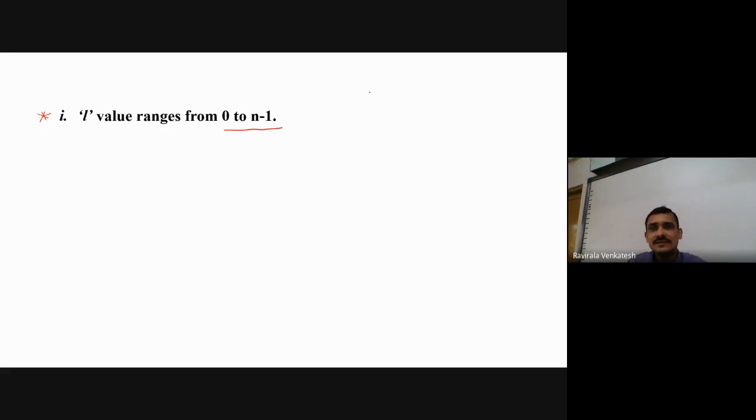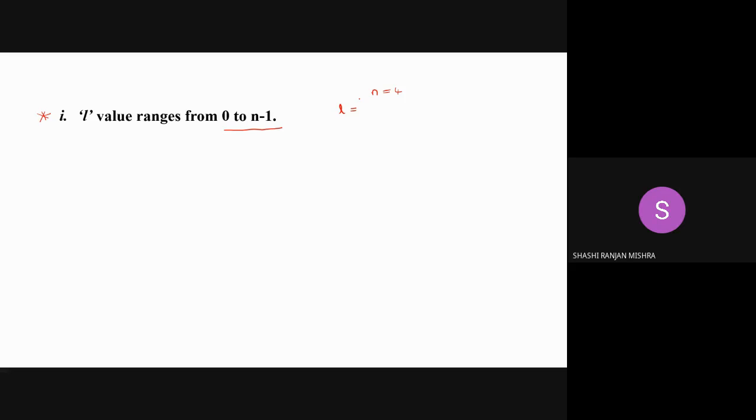For example, if N is equal to 4, what will be the L values? Anybody? If N is equal to 4, what should the L values be?